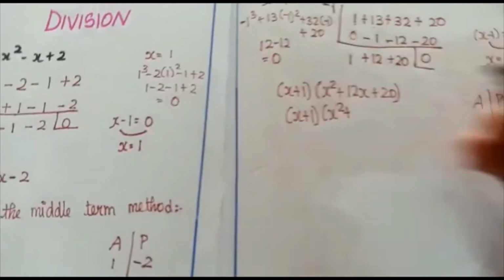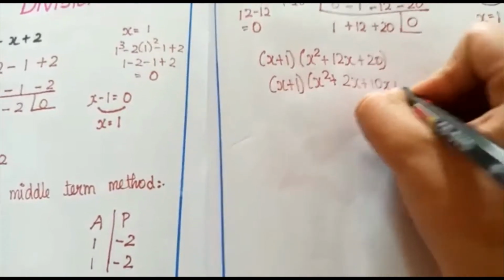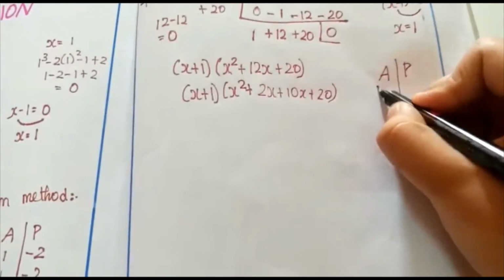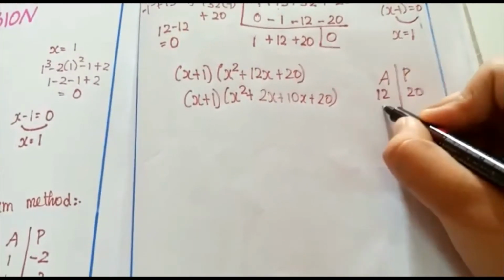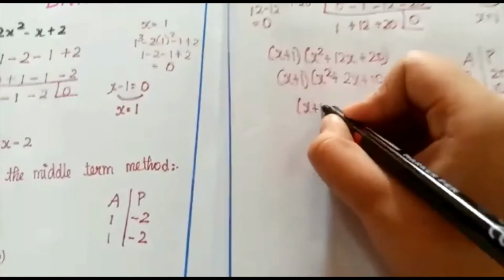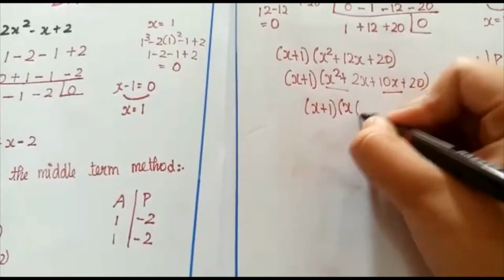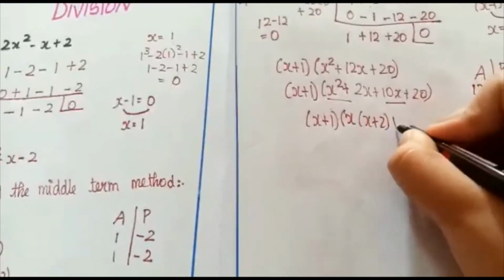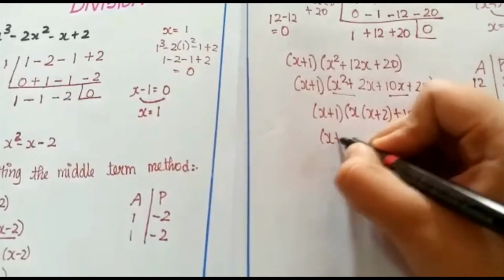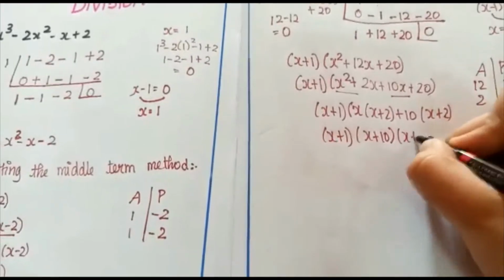So now this, as I already said, will be written as 2x plus 10x plus 20. So when this will be 12, 20, 2 and 10. So x plus 1, group this. Common is x plus 2 plus 10, x plus 2. So x plus 1, the first factor, x plus 10 and x plus 2.